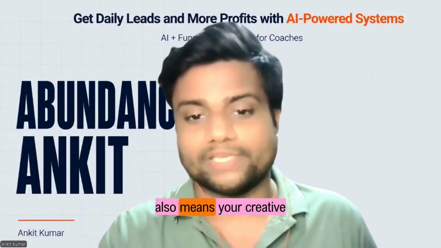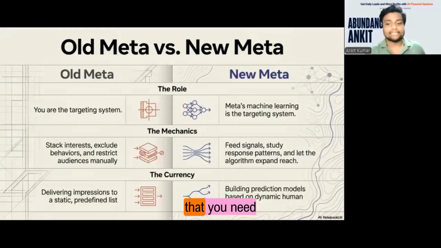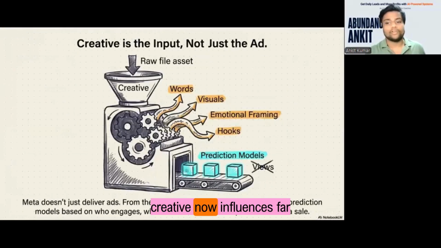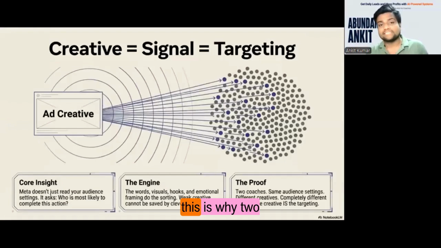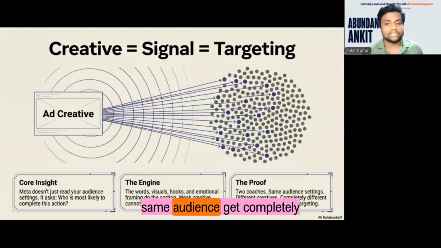And this also means your creative is the new targeting that you need to be aware of. Your creative now influences far more than most advertisers realize. The words, the visuals, the hooks, the emotional framing, all the scenarios being described, all of those become signals Meta learns from. This is why two advertisers who target the same audience get completely different results, because Meta isn't just reading audience settings anymore, it's reading response patterns. And this is why bad creative can no longer be saved by clever targeting. The creative itself has become part of the targeting engine.